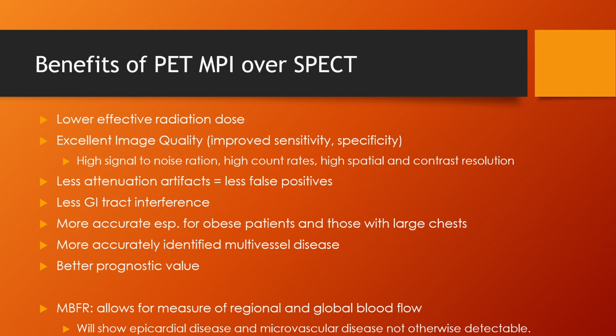Additionally, PET MPI imaging allows for myocardial blood flow reserve calculations. This allows for a measure of regional and global blood flow. This will show epicardial disease and microvascular disease that is not otherwise detectable.